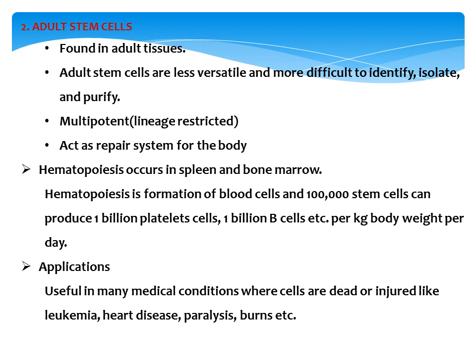Hematopoiesis occurs in the spleen and bone marrow. Hematopoiesis is the formation of blood cells, and 100,000 stem cells can produce 1 billion platelets, 1 billion B cells, etc. per kilogram body weight per day. Applications: it is useful in medical conditions where cells are dead or injured, like leukemia, heart disease, paralysis, burns, etc.